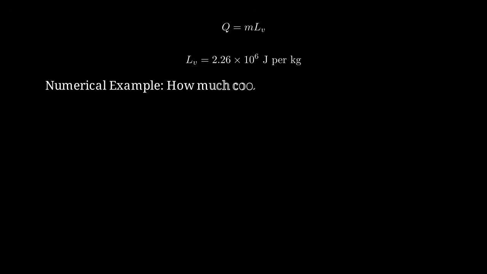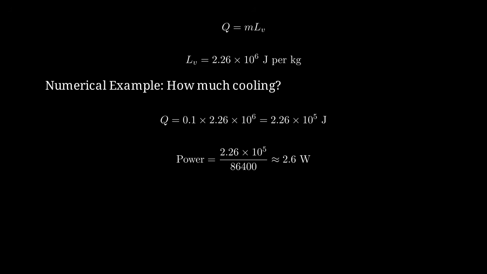Let's calculate. If 100 grams of water evaporates per day, that's 0.1 kilograms. The heat removed is 0.1 times 2.26 times 10 to the 6, which equals 2.26 times 10 to the 5 joules per day. Dividing by the number of seconds in a day, that's about 2.6 watts of continuous cooling power. Not huge, but enough to keep food 15 to 20 degrees cooler than ambient temperature.